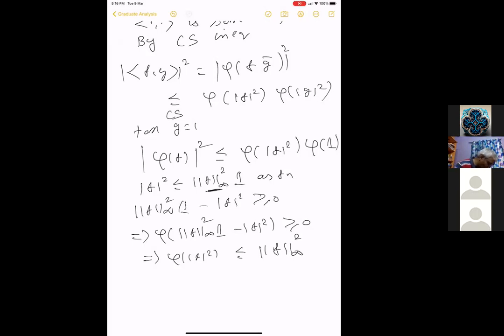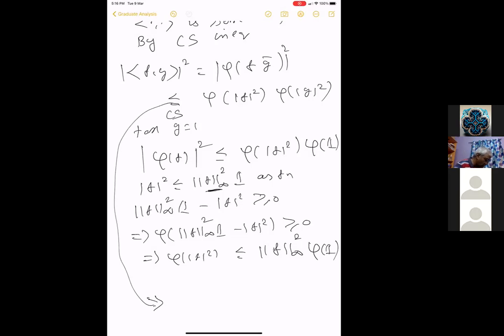So this is norm f infinity square times phi of 1. This is just a number, so this times phi of 1. So mod f square is less than this. Now I want to bring this here. This implies.